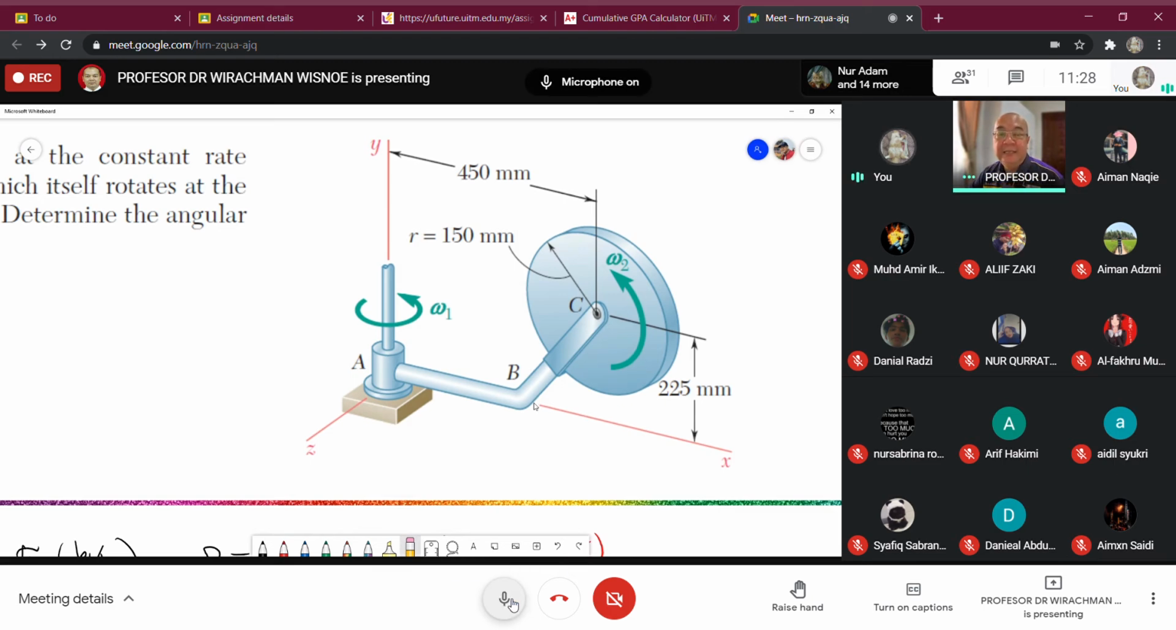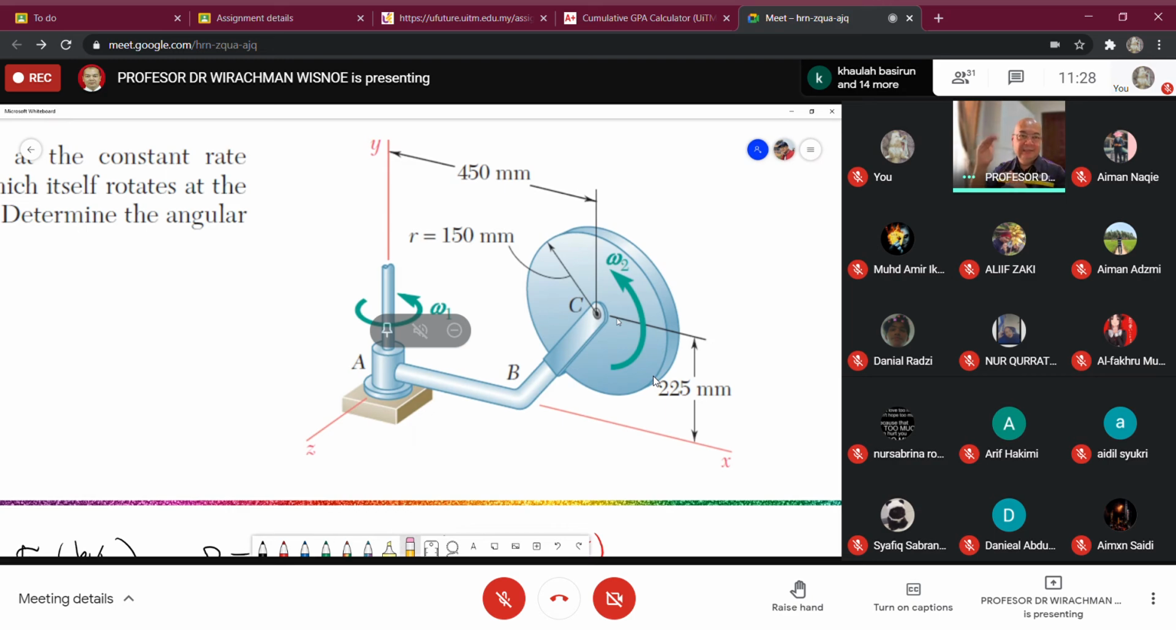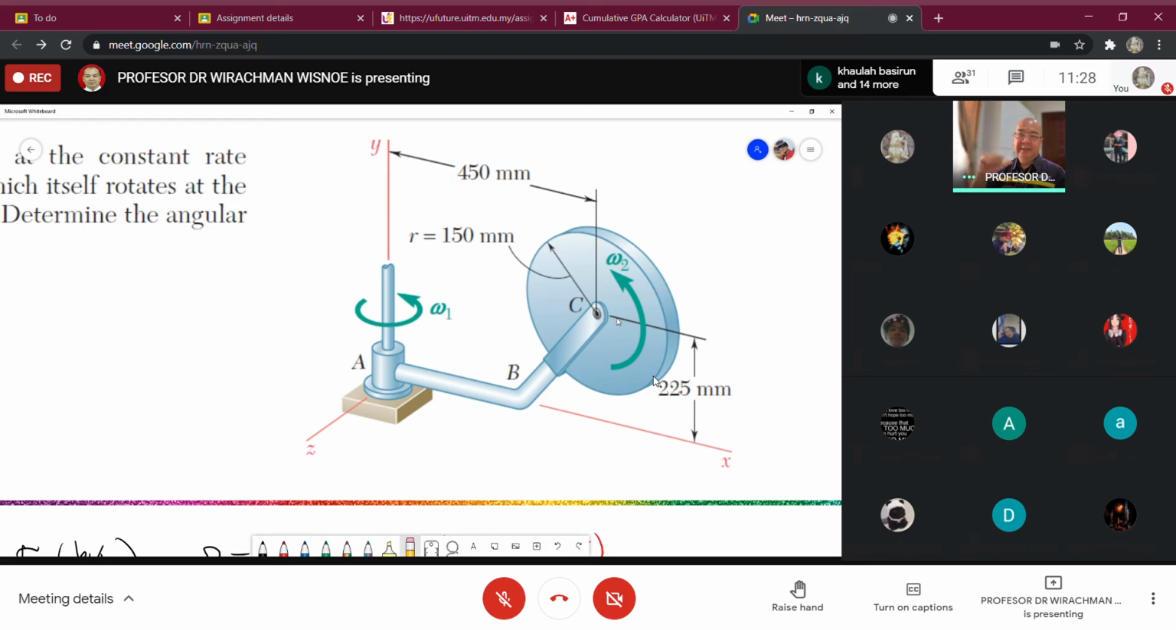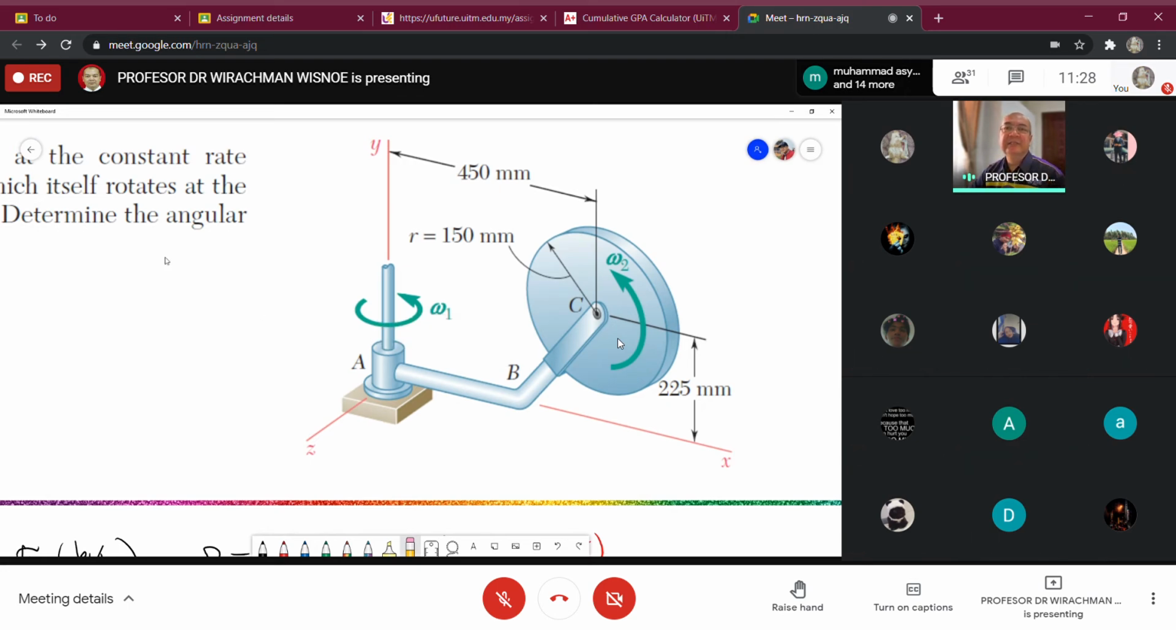Positive? K, yes, because if you follow the direction of omega 2 with your hand like this, your fingers, the thumb will be directed to this Z direction. So it's positive K. Okay, so it is important because it's not given sometimes. You need to see from the drawing.